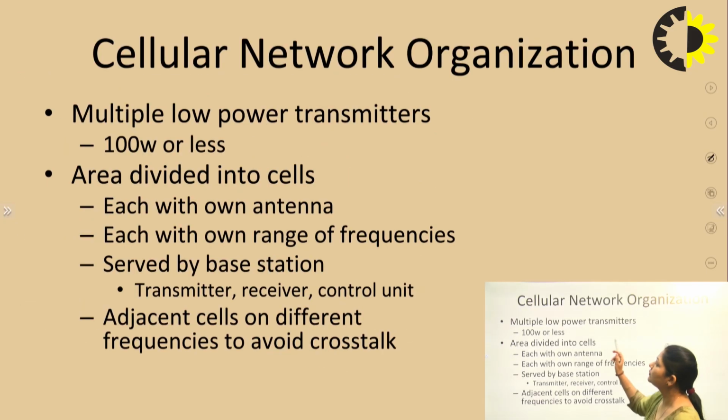Now, in cellular networks, multiple low power transmitters are there. Each transmitter will be of around 100 watts or less. The area is divided into cells, each with its own antenna, each with its own range of frequencies, served by a base station, and the base station will have a transmitter, receiver, and a control unit. Adjacent cells use different frequencies to avoid crosstalk.